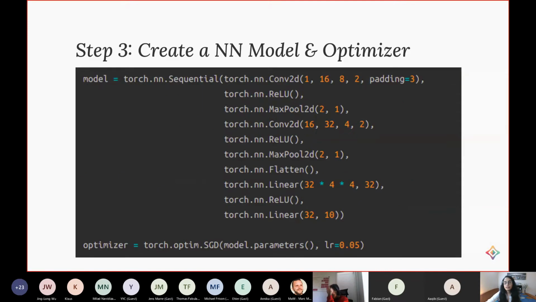Now the next step is to create a simple model. Here you can see it's a simple sequential model with various layers: convolutional layers, ReLU activations, max pooling layers, and so on. And this is usually a creative part. You can pick your model architecture and you can experiment there a lot. The optimizer that we're going for is one of the more basic ones. That's the SGD optimizer without any sort of momentum or anything, and a small learning rate of 0.05.